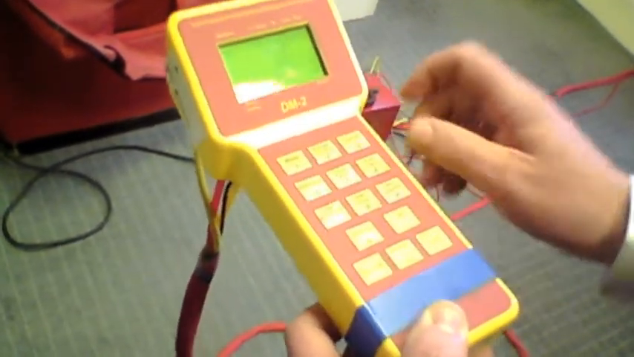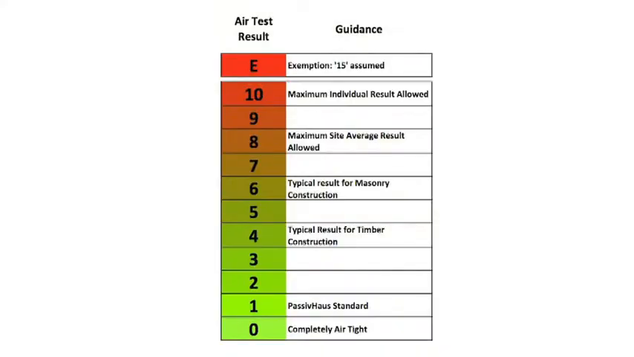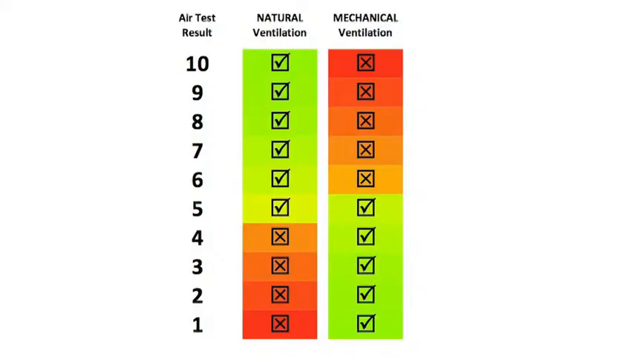The lower the air permeability figure, the less warm air is lost from the dwelling and the more energy efficient it will be. Now, there is a clear link under the building regulations between your air permeability and the type of ventilation system that you're going to have to use. If your air permeability is below 5, then the amount of controlled ventilation required will increase to ensure the dwelling is going to be properly ventilated.